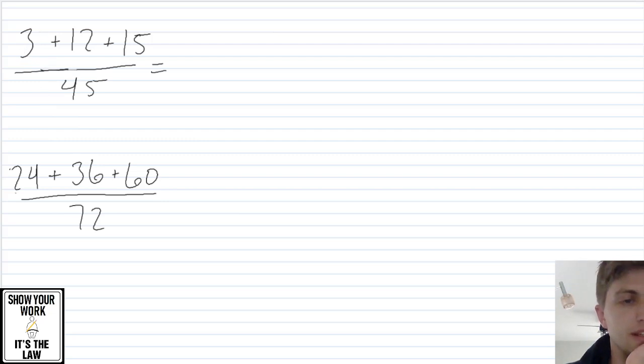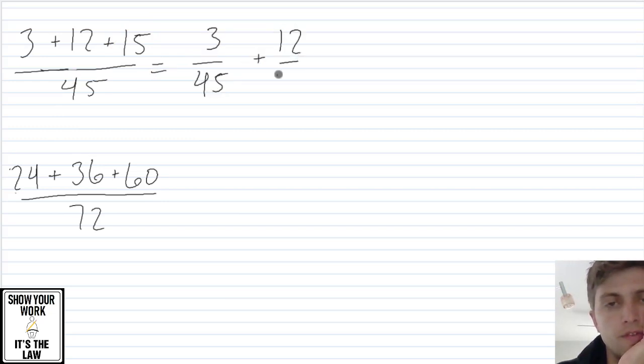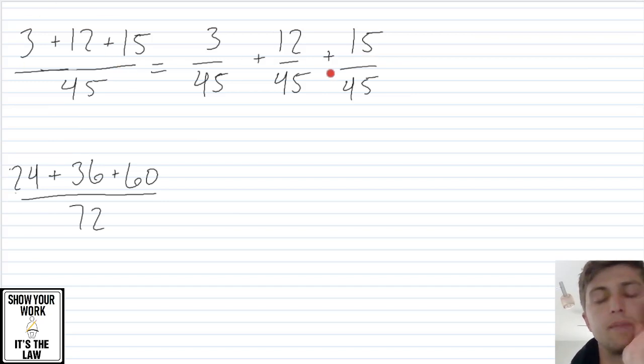Like we said previously, we can split this into three different fractions. We can have 3 over 45 plus 12 over 45 plus 15 over 45. Now, you don't necessarily need to know how to split it up like this. Just follow with me for now and just soak in what I'm doing. You'll see. Okay, so now we have three fractions, okay?